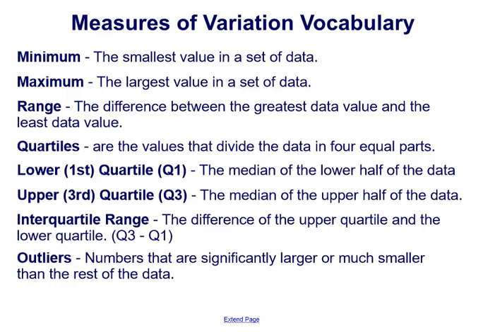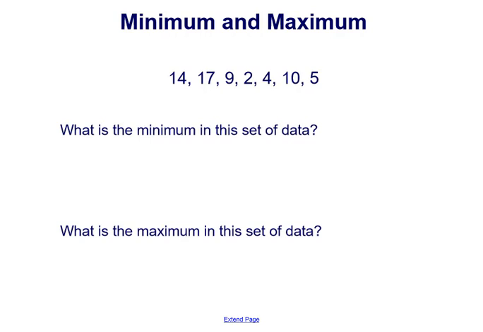So let's actually start to look at these measures of variation given a data set. So we have our data set here. We have 14, 17, 9, 2, 4, 10, and 5. So first let's try calculating the minimum and maximum values. First we have, what is the minimum in this set of data? Remember, the minimum is the smallest value in a set of data, so you're looking for the smallest number in the list. Here our smallest number is 2.